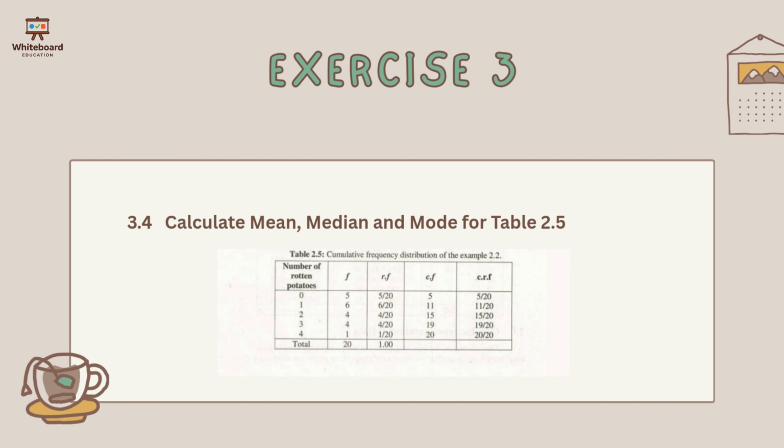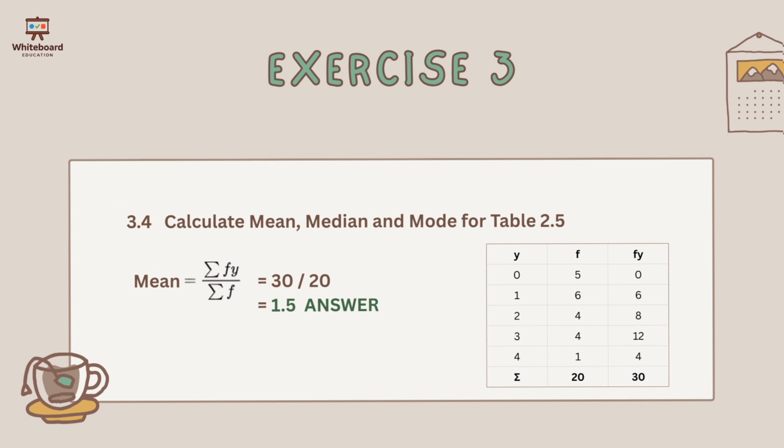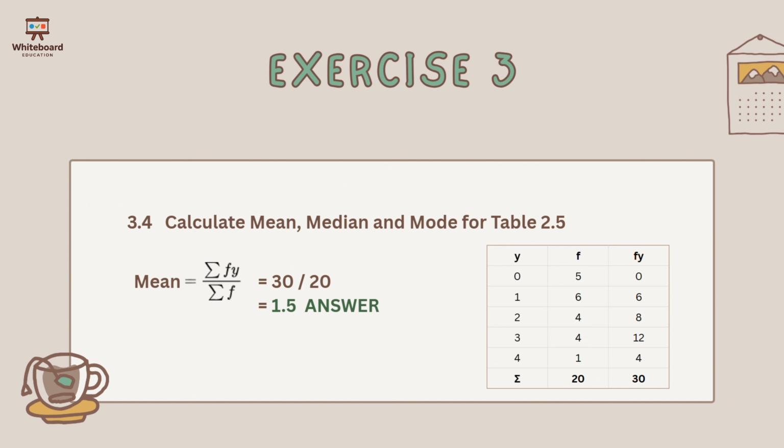Next is question 3.4. Calculate mean, median and mode for table 2.5 that is available in your book. First we extract the number of rotten potatoes as y, and the frequency from this table, so that we can find the mean. We add column fy and multiply each y by the corresponding frequency f. The summation of f is 20 and fy is 30. The mean is summation fy over summation f, which is equal to 30 over 20, and the answer is 1.5.